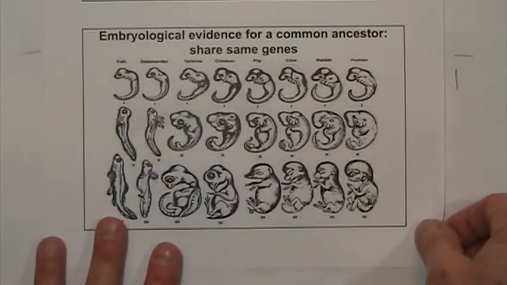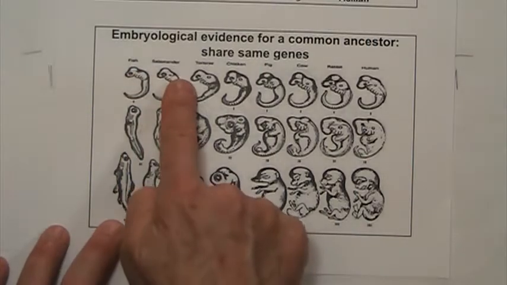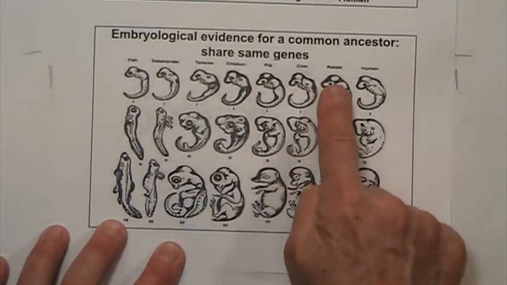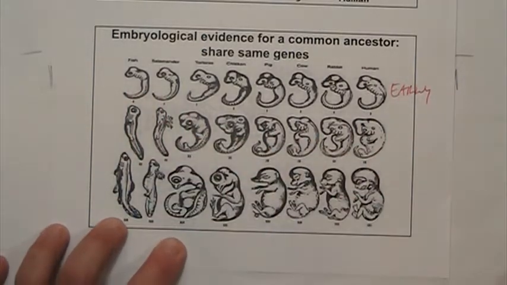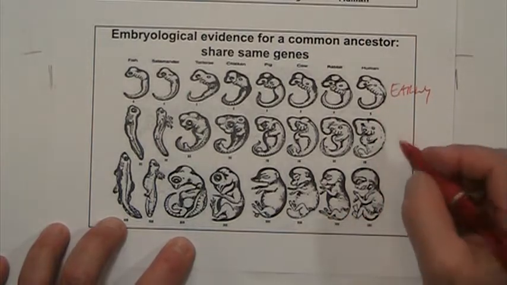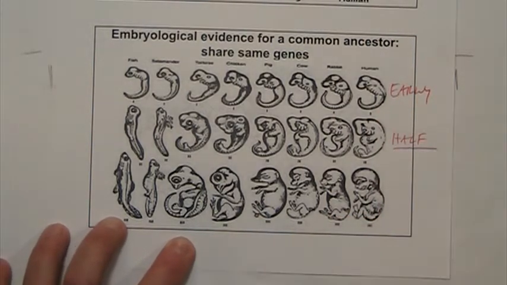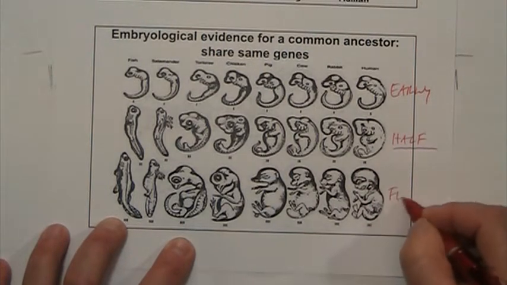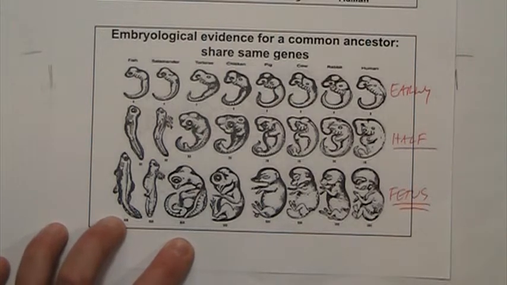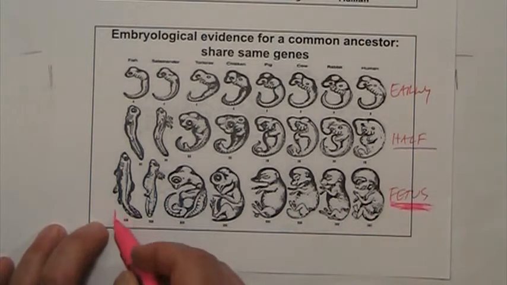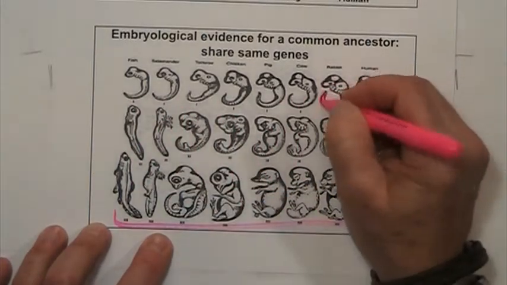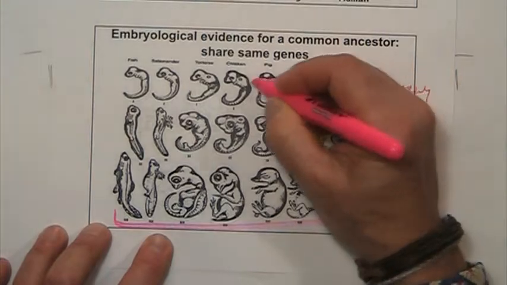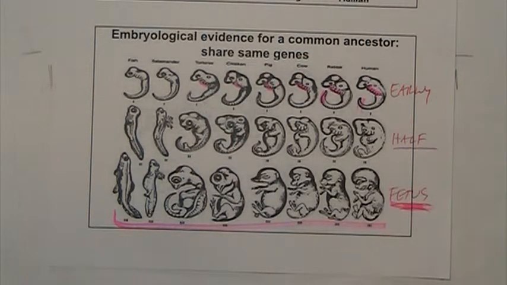So this is embryological evidence that we have a common ancestor: fish, salamander, turtle, chicken, pig, cow, rabbit, and humans. Early stages, this is very early in development. Look at them. These are drawings. All of them very similar. This is kind of halfway through development. And here is kind of when you become a fetus, a recognizable organism. Please notice the differences: only when you get to the more advanced fetus stage do you start becoming more differentiated. But very early on, we all have those tails and those gill slits that are characteristic of all vertebrates.